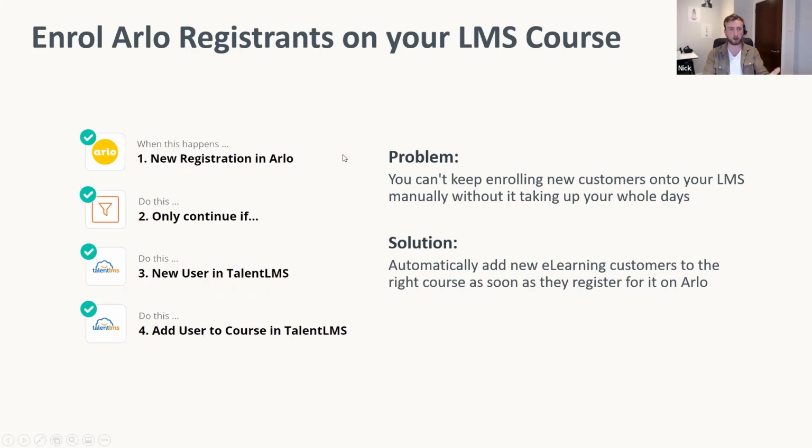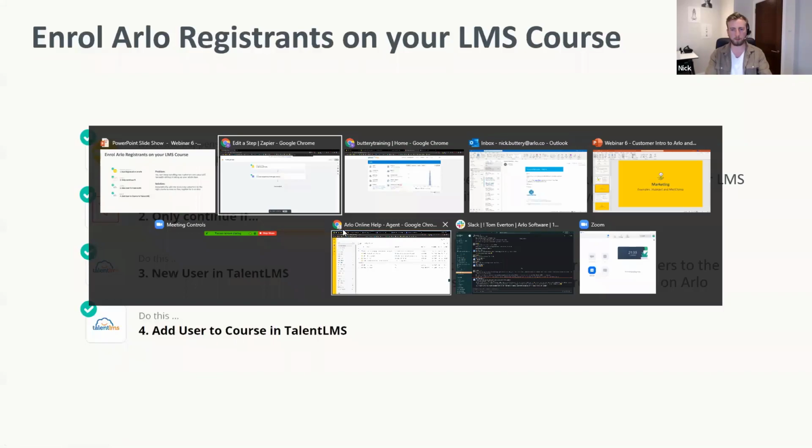New registration in Arlo, that's our trigger. Once again, we're back with the filter. That's just going to look if they're approved, and we're going to use it in this instance to make sure they're on the right e-learning. And then I'm using Talent LMS here because that's what I had to hand. They actually require you to make a new user first and then enroll them. Most of the LMSs you'll look at on Zapier, most of the ones I've worked with, they actually give you the option to bundle that all into one, right? So you only need one of these rather than two. But this is what I got.